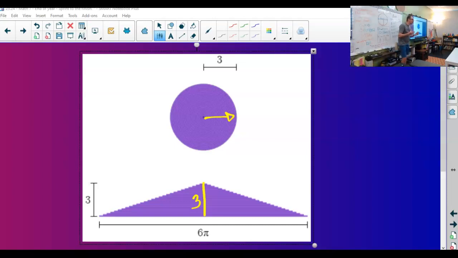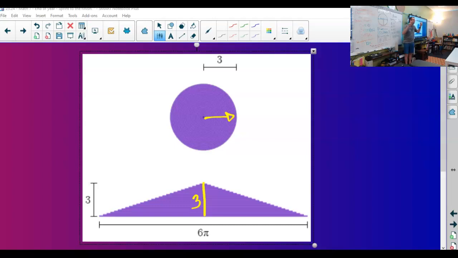The triangle area, base times height, then divide that by 2. What's my base? 6 pi. Guys, did they convert pi to 3.14? No. You can, but we are allowed to work in terms of pi.